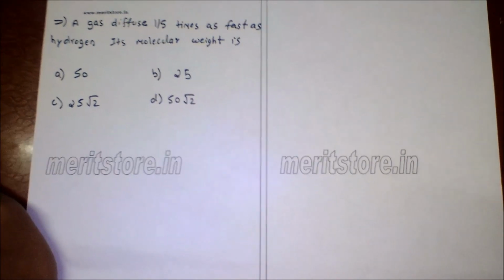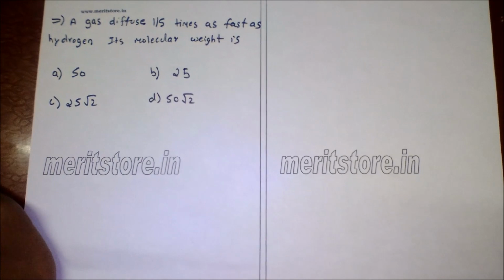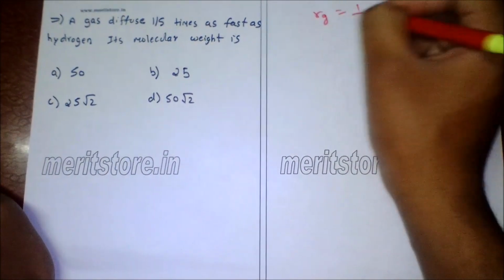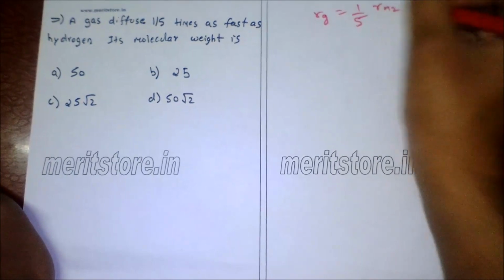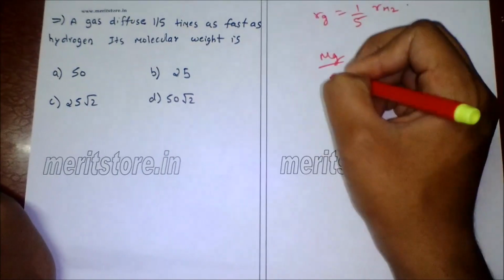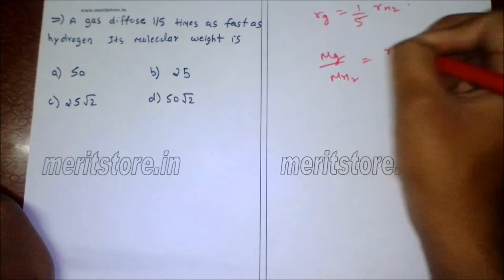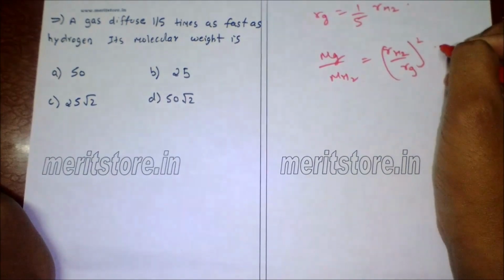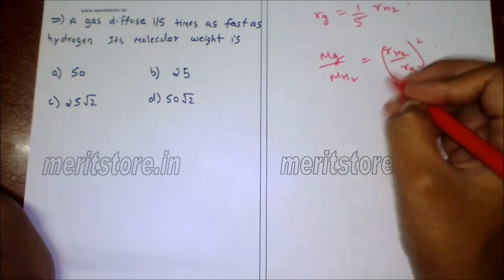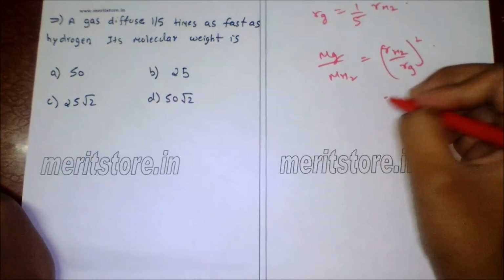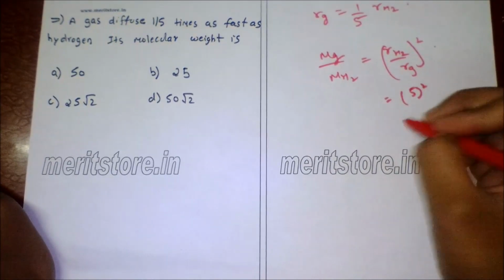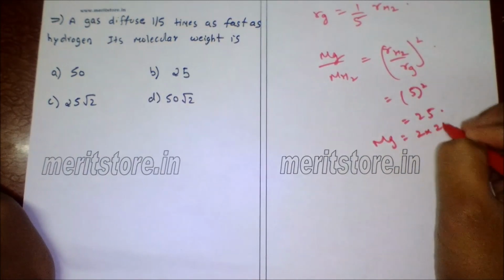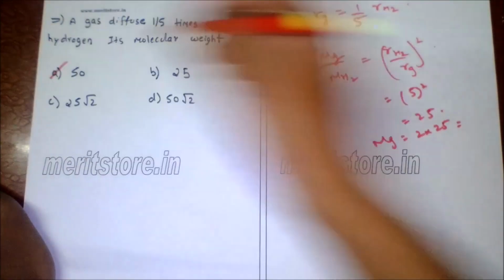A gas diffuses 1 by 5 times as fast as hydrogen. Its molecular weight is? So we know that the gas diffuses 1 by 5 times of hydrogen. So mass of gas upon mass of hydrogen is equal to rate of diffusion of hydrogen upon gas, the whole square. So 5 the whole square is equal to 25. So mass of gas is equal to 2 into 25, which is 50. Option A.